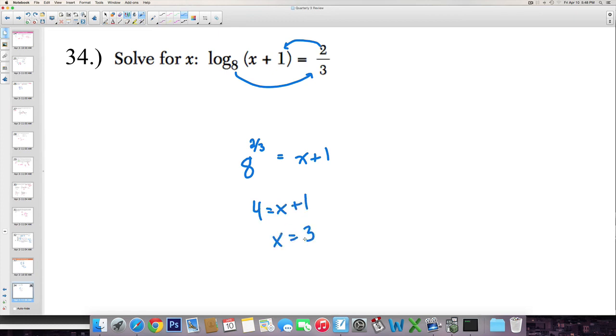X equals 3. So now whenever we have logs, it's always a great idea to check. So log base 8 of 3 plus 1 equals 2/3. And 8 to the 2/3 equals 4 if we were to convert it back, and that does work.